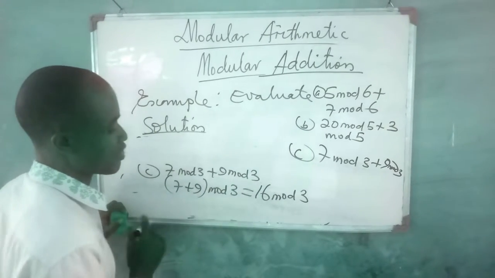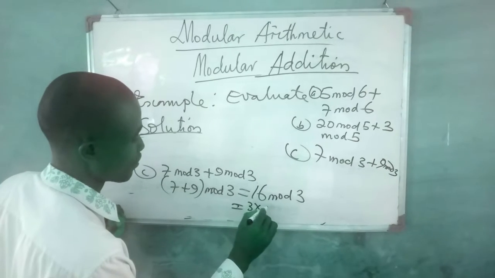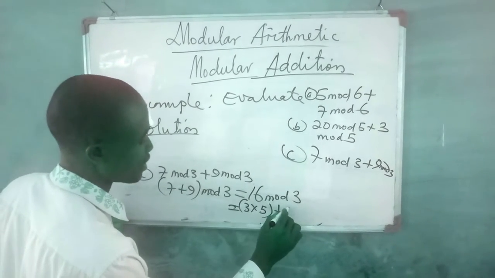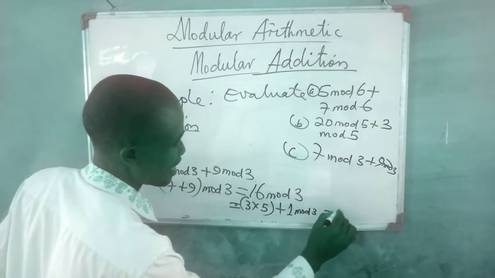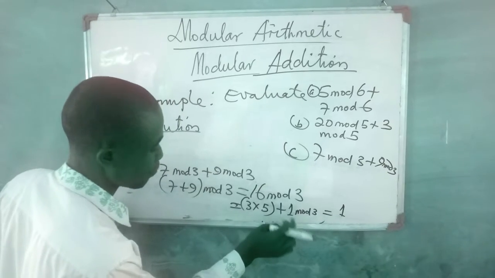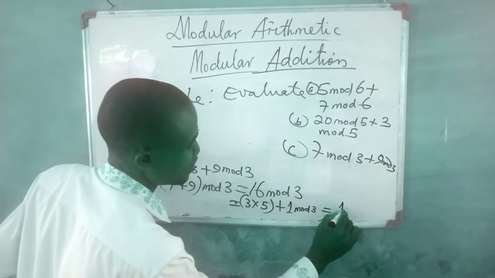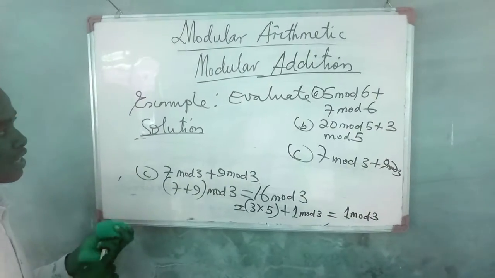And then 3 goes into 16 how many times? We can say equals 3 times 5, that is the closest one, that is 15. And what's the remainder? The remainder is 1 in modulo 3. So the answer is that remainder. Don't forget that. The answer we are after here is the remainder. So that is 1 modulo 3. Is that okay?